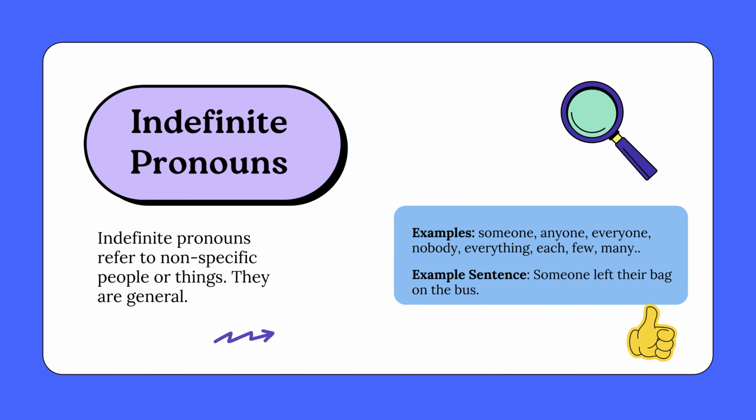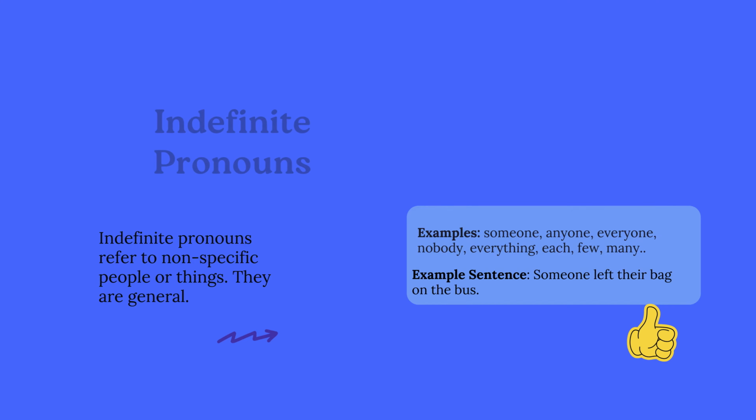Indefinite pronouns. Indefinite pronouns refer to non-specific people or things. They are general. Examples: someone, anyone, everyone, nobody, everything, each, few, many. Example sentence: Someone left their bag on the bus.